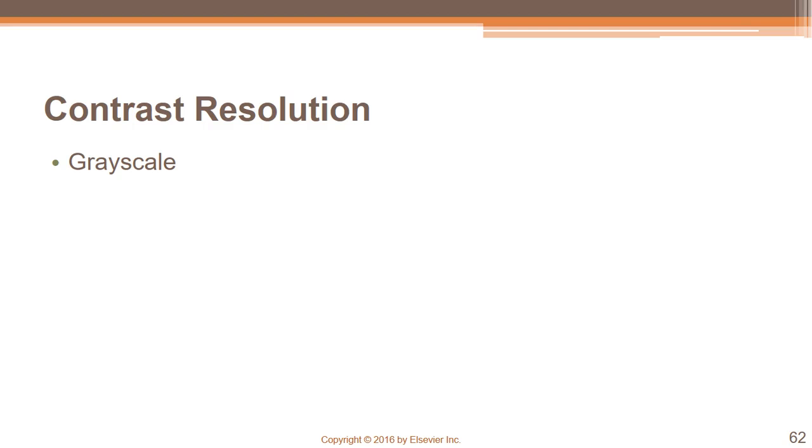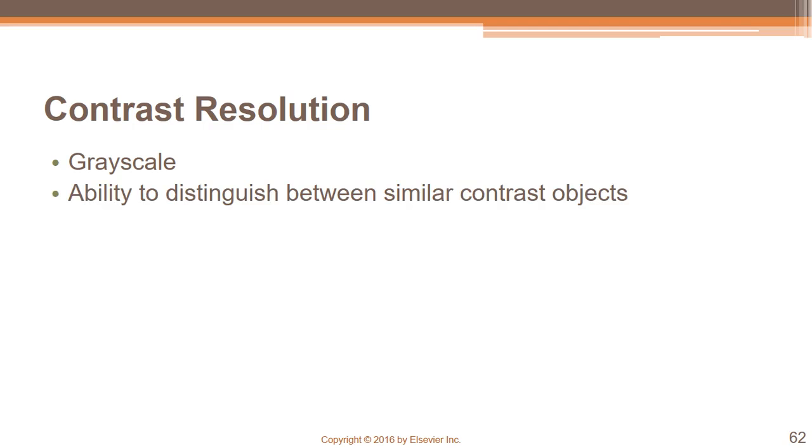Now, when it comes to contrast resolution, the number of shades of gray that can be stored and displayed is called grayscale. Contrast resolution is another term associated with digital imaging, and it's used to describe the ability of the imaging system to distinguish between similar contrast objects.